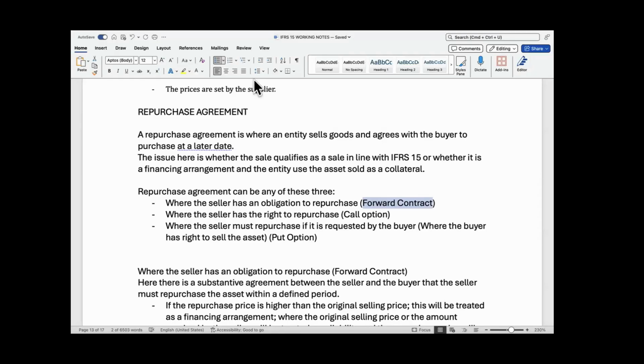Number three is where the seller must repurchase if it is requested by the buyer. That is, where the buyer has the right to sell. That is a put option, where you must buy it if it is requested by the initial buyer. You cannot decline it. That's a put option.